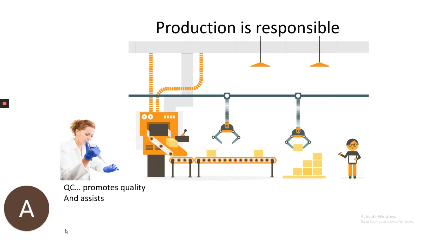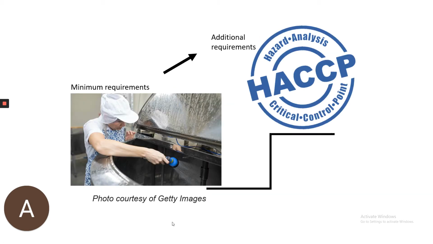A divisional QC staff promotes quality in the division and assists and consults with production as required. The responsibility for the quality of divisional products rests directly with production. The minimum requirement of a QA department is for food processors to apply good sanitation practices, which include the design and layout of the premises, provision of adequate facilities, and programs for cleaning and sanitation, and the Codex General Principles of Food Hygiene of the United Nations.